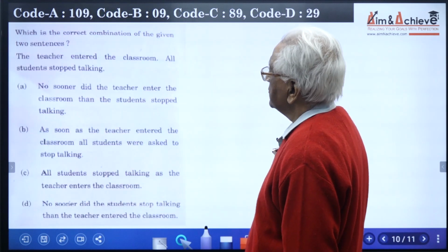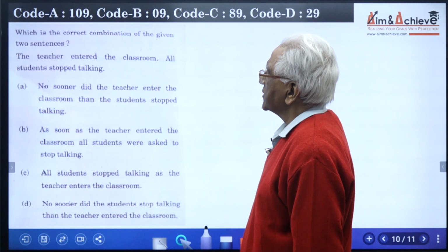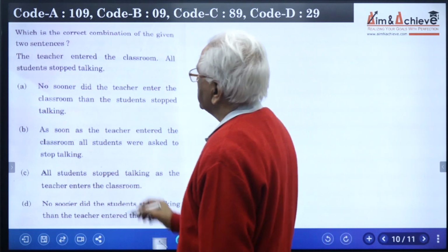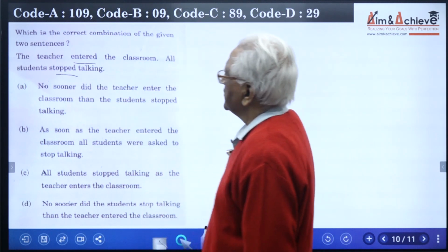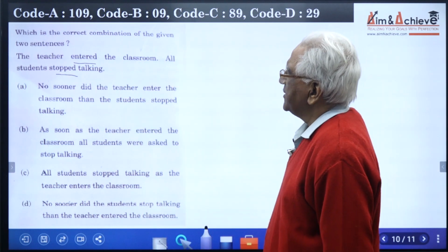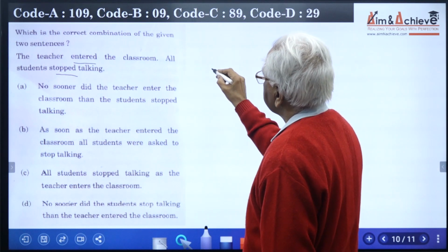The teacher entered the classroom. All the students stopped talking. Here again there are two events. One is entered and the other is stopped. If you see this sentence, it means that the teacher entered.